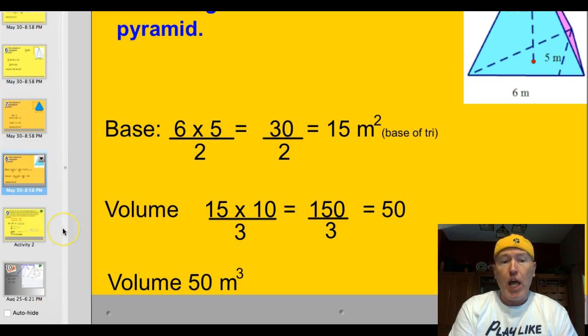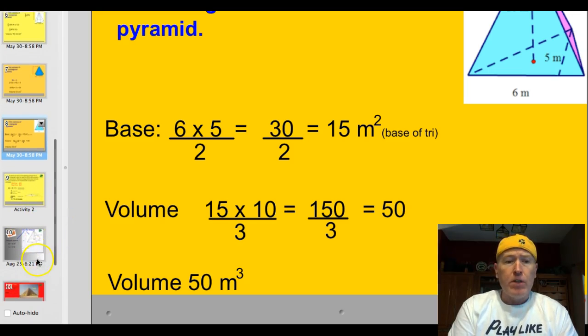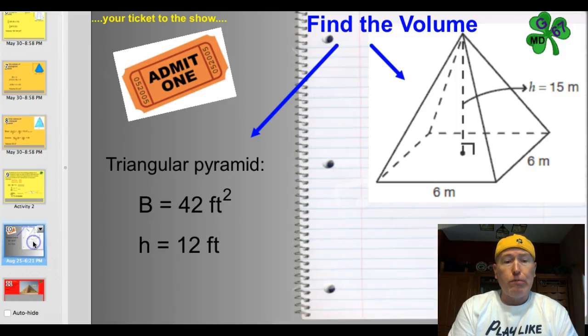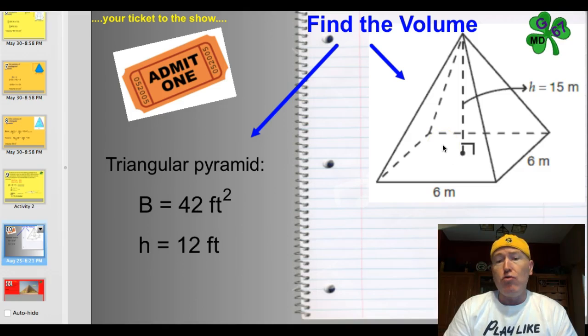All righty then. Time for the Decatore show. All right. Find the volume of these two pyramids. Go for it. What? Yeah, I didn't draw a picture for that one. You can figure it out.